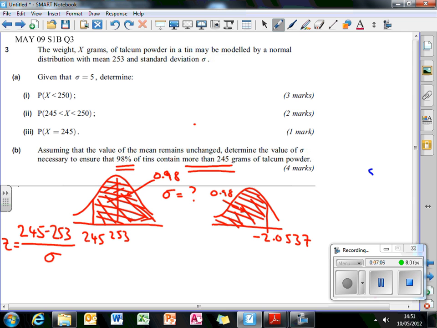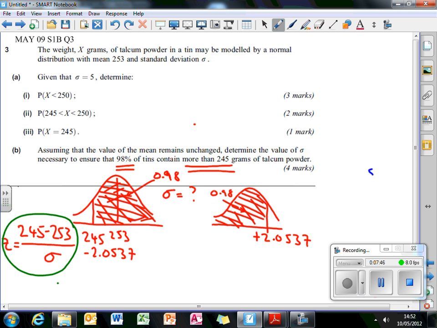And then you have to use the symmetrical properties of the graph to say that the z-score, oh sorry, messed up there. That should be plus 2.0537. So now you use the symmetrical properties of your graph to say that the z-score here should be minus 2.0537. So you just change it from being a positive to a negative. So this thing here must have been equal to minus 2.0537, and that now allows us to calculate that missing standard deviation.